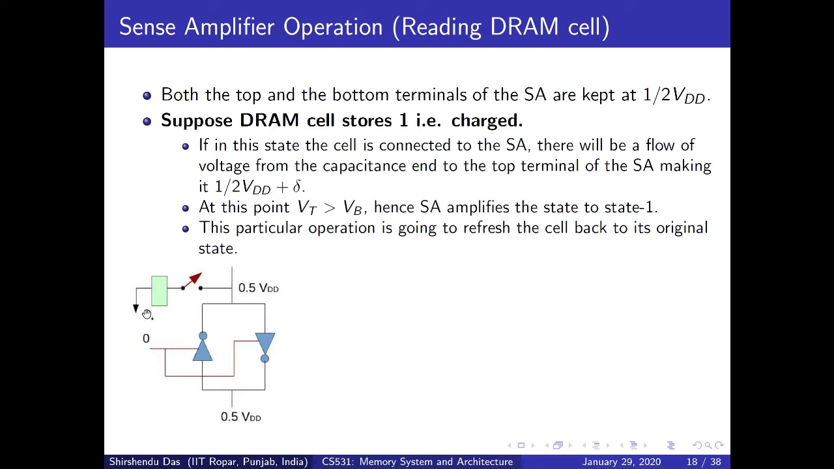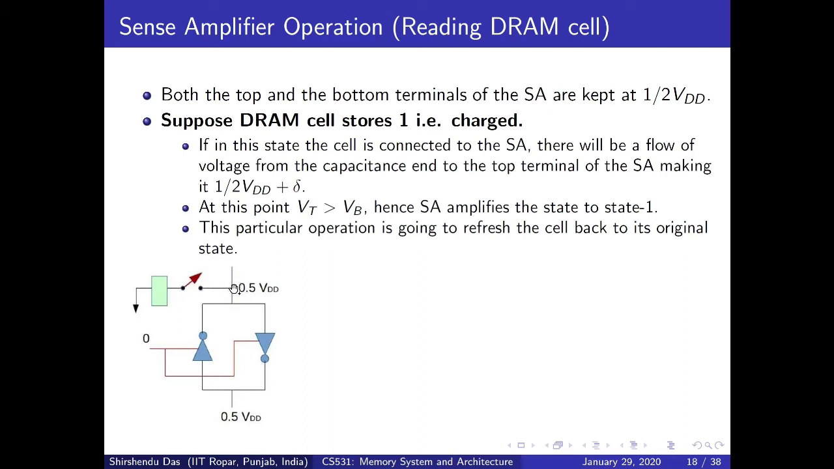Suppose this is a DRAM cell. I have designed it in a different way. This is the capacitor and this is the transistor, so somehow this is the switch. If we turn on the switch, then the charge available here will pass through this switch and will be available through this bit line.